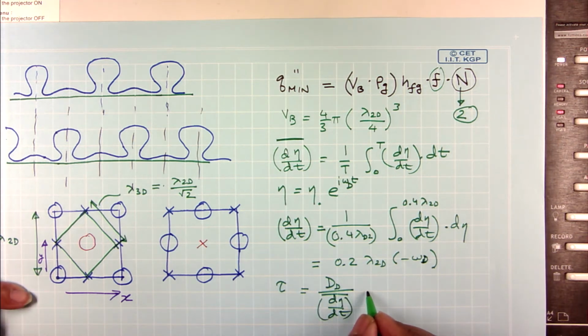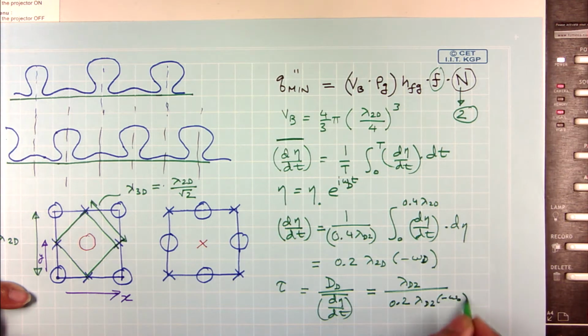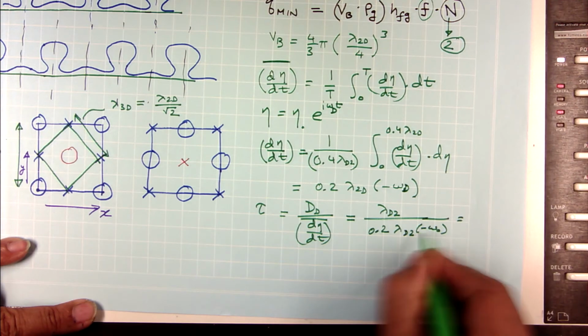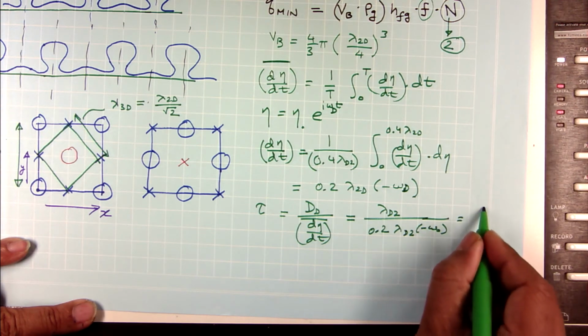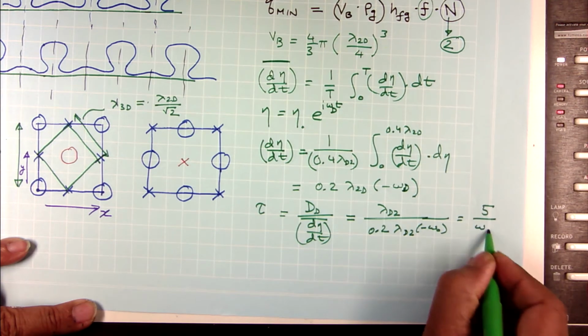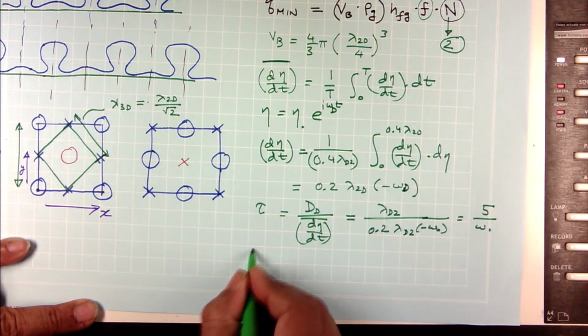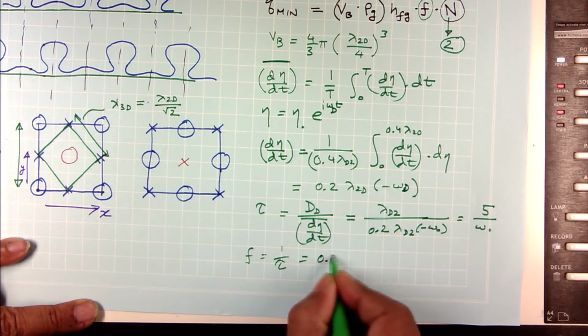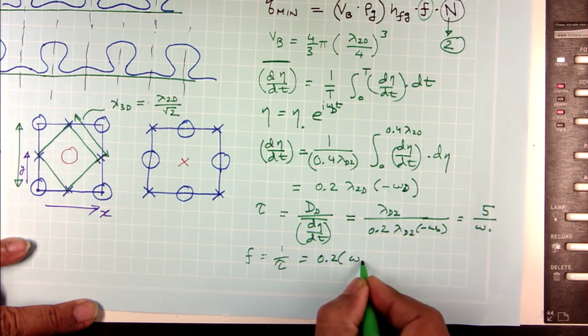Okay. And so, well, the bubble diameter at departure is lambda_d2, or 2d, and this comes to 0.2 lambda_d2 times minus omega_naught, and so that comes out equal to 5 divided by omega_naught. So your frequency becomes 1 by tau, which is equal to 0.2 times omega_d.